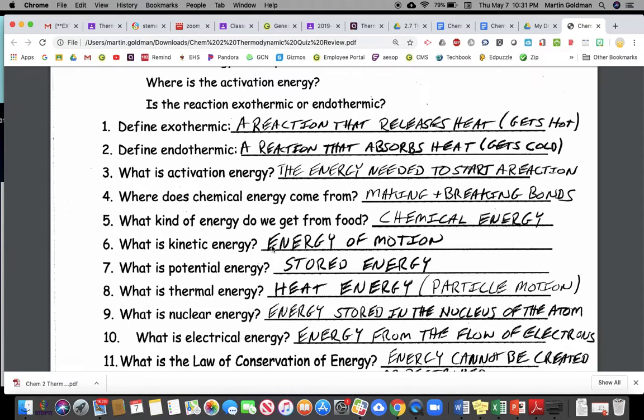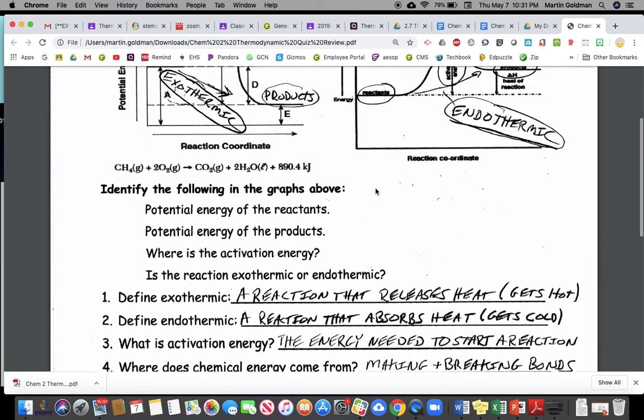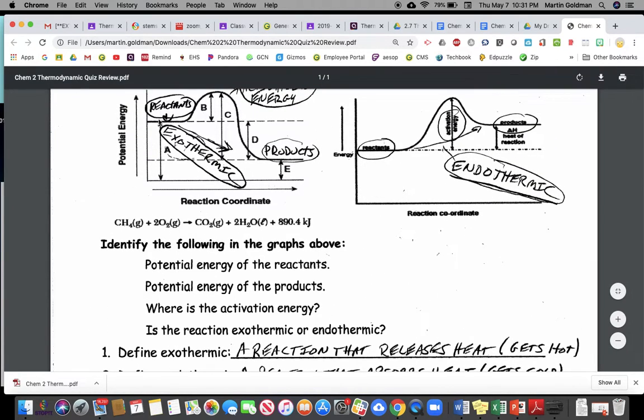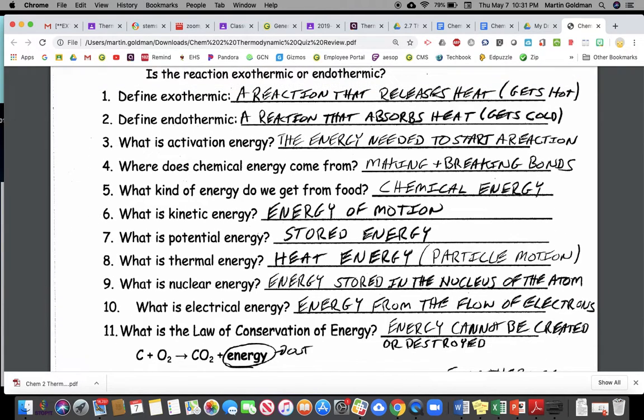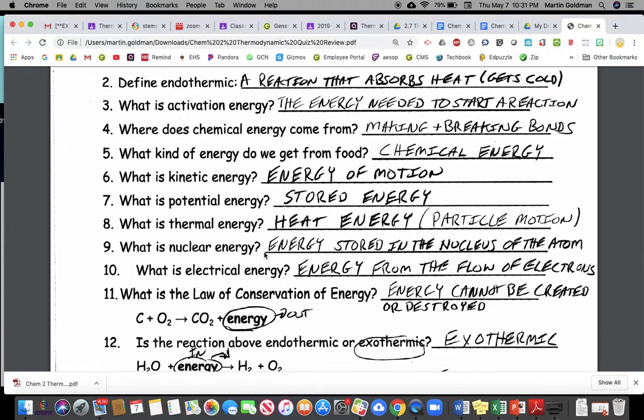Okay, what is kinetic energy? That is energy of motion, and potential energy is stored energy. So you can actually see here on the graph that potential energy is stored in the chemicals, just like potential energy is stored in your food. And then when you burn that, you get kinetic energy. And you also get thermal energy. What's thermal energy? That's heat energy, which is based on particle motion. That's a C, by the way, just in case you're complaining about my letters. Particle motion.